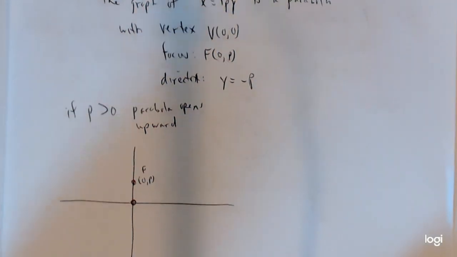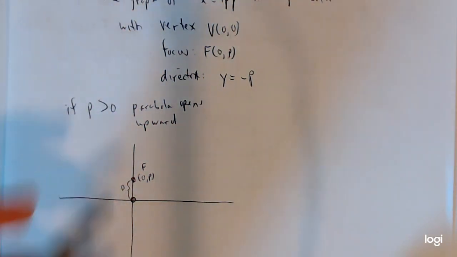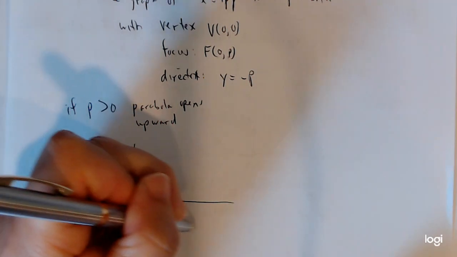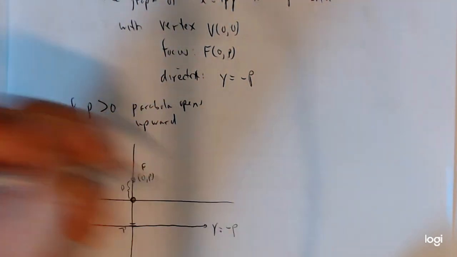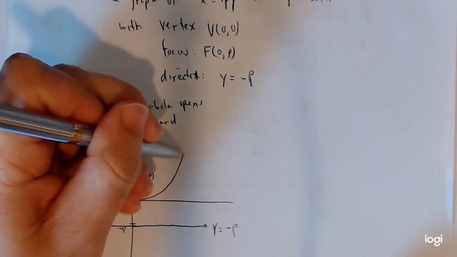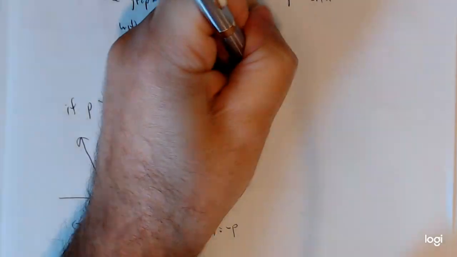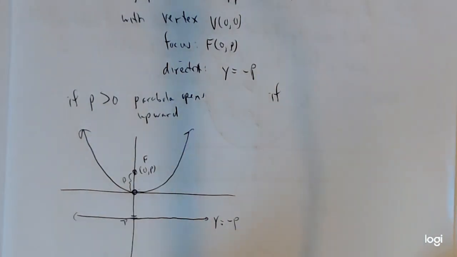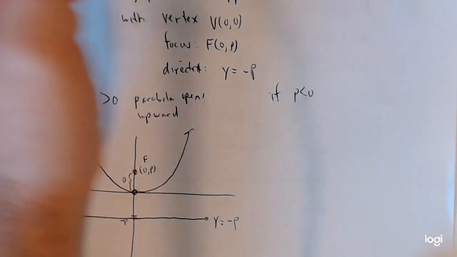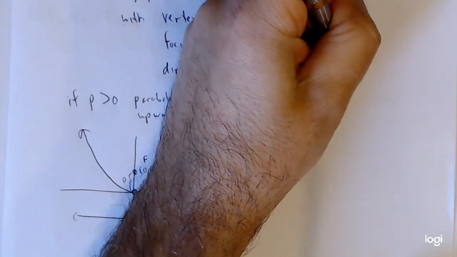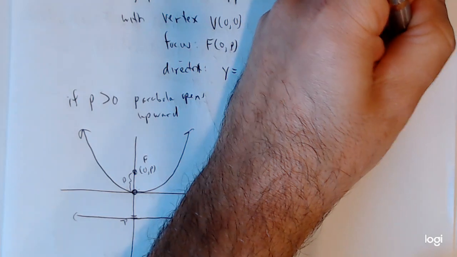And then what would the directrix be? The directrix will be where? I move the distance of p, and then the directrix will be at negative p, so it'll be at y equals negative p, and then of course we have our parabola that opens upward, right? Now, what if p is negative? Well, I'm sure you can guess. If p is negative, then that means the parabola opens downward. So if p is less than 0, the parabola opens downward.